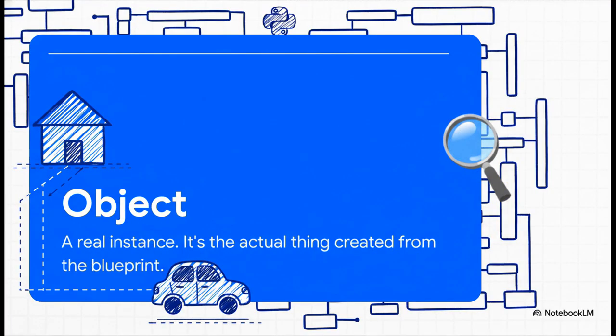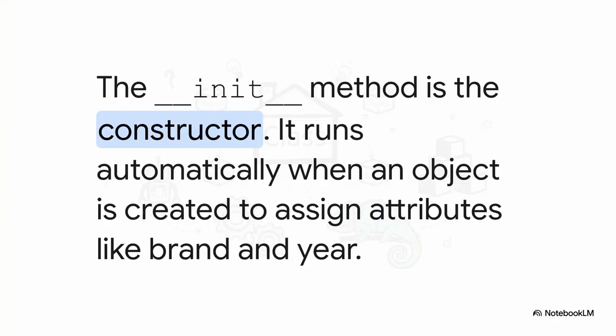An object, on the other hand, well, that's the real deal. It's the car that actually rolls off the assembly line, the house that gets built from the plans. It's a real, living instance of a class that you can actually use and mess with in your code. So how does that blueprint, the class, actually turn into a real object? Well, that's where the constructor comes in. In Python, this is a special method called __init__. The moment you create a new object, this thing runs automatically. It's like the factory foreman that takes the initial details, like Toyota and 2022, and uses them to build and set up that brand new object just for you.